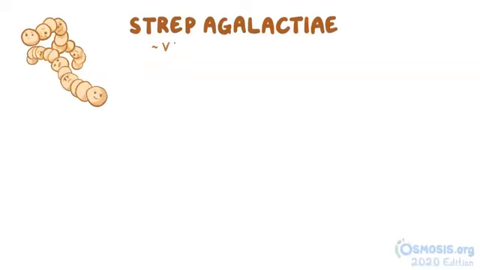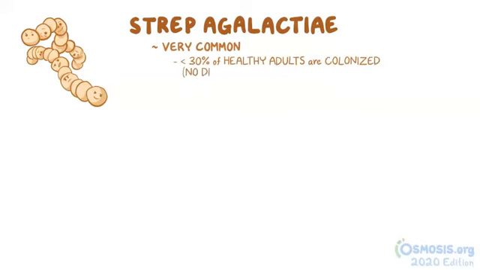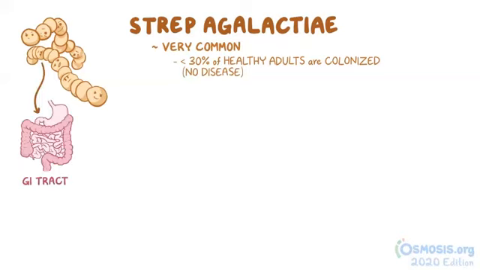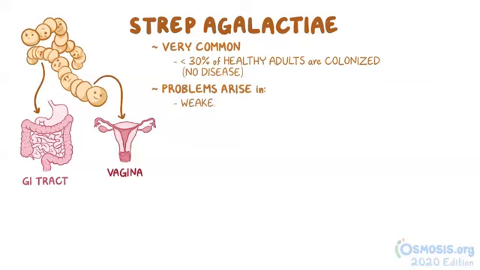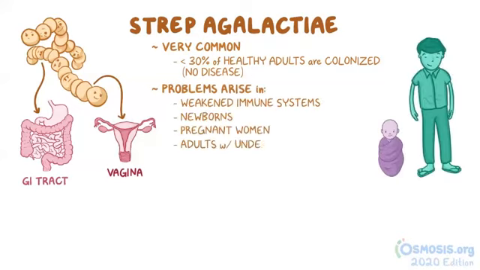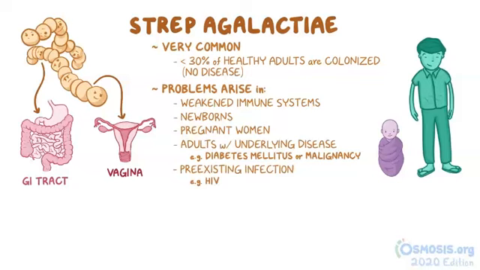Surprisingly, Strep agalactiae is very common, to a level that up to 30% of healthy adults are colonized by it, without causing any disease at all. They mostly colonize the gastrointestinal tract and the vagina. Problems arise in people with a weakened immune system, like newborns, pregnant women, and adults with underlying diseases like diabetes mellitus, malignancy, or a pre-existing infection like HIV.